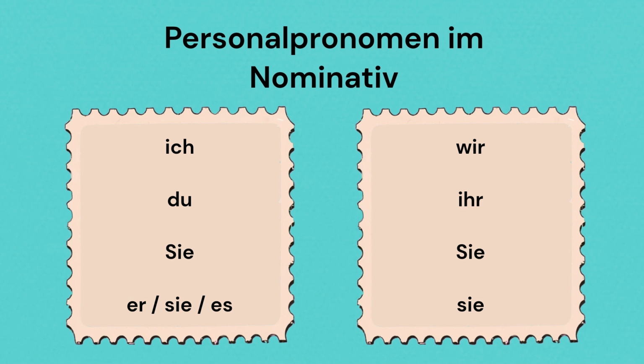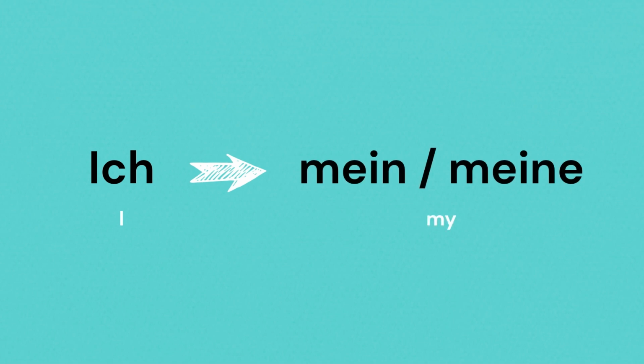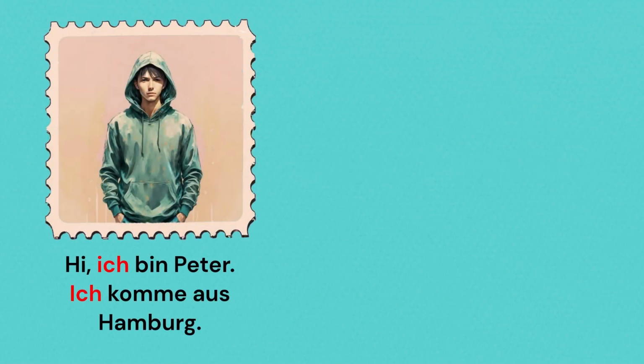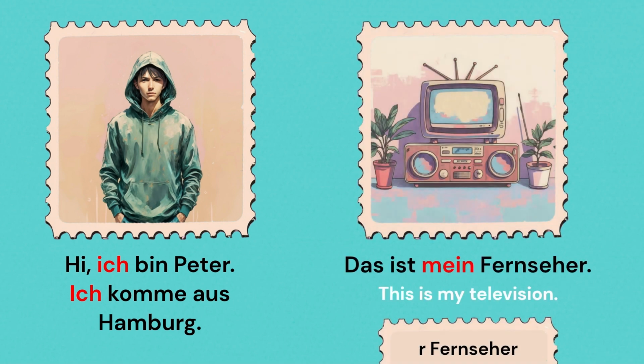For every pronoun in German, there is a possessive article. Let's do the first one. The pronoun is ich, and the possessive articles in nominative are mein and meine. Let's see how they are used. Hi, ich bin Peter. Ich komme aus Hamburg. Das ist mein Fernseher. Whenever the article of the noun is der, in this case der Fernseher, you use the possessive article mein.